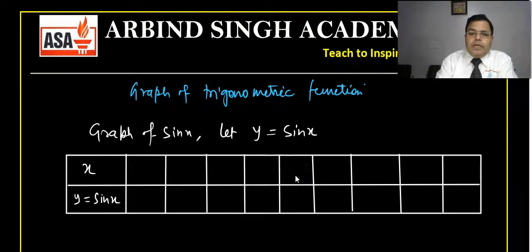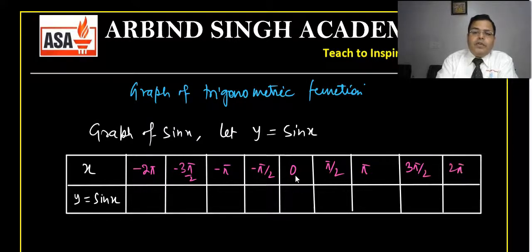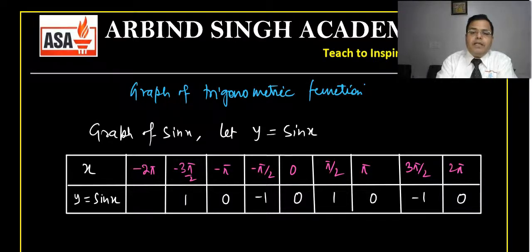Let us plot the values: minus 2 pi, minus 3 pi by 2, minus pi, minus pi by 2, 0, pi by 2, pi, 3 pi by 2, and 2 pi. The value pi means 180 degrees. If I put x as 0, then sine 0 is 0. Sine 90 is 1, sine pi is 0, sine 3 pi by 2 is minus 1, sine 2 pi is 0. Similarly, sine of minus pi by 2 is minus 1, sine of minus pi is 0, sine of minus 3 pi by 2 is 1, and sine of minus 2 pi is 0.